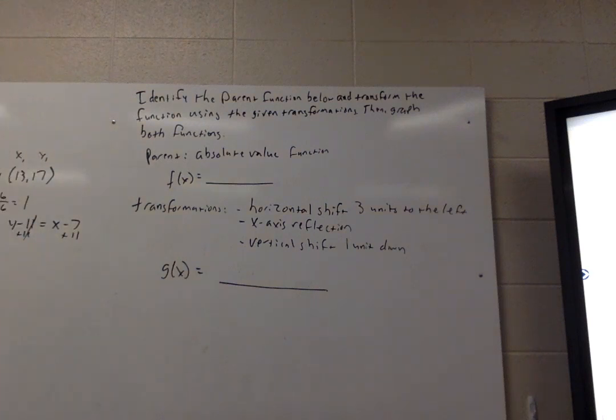But here are your instructions. You're going to get a parent function. I'm going to ask you to write out its function rule, or in other words, the expression that represents that function. I'm going to give you a list of transformations, and you're going to apply those transformations to that function, and you're going to graph both functions on the same coordinate plane. Notice that I said both.